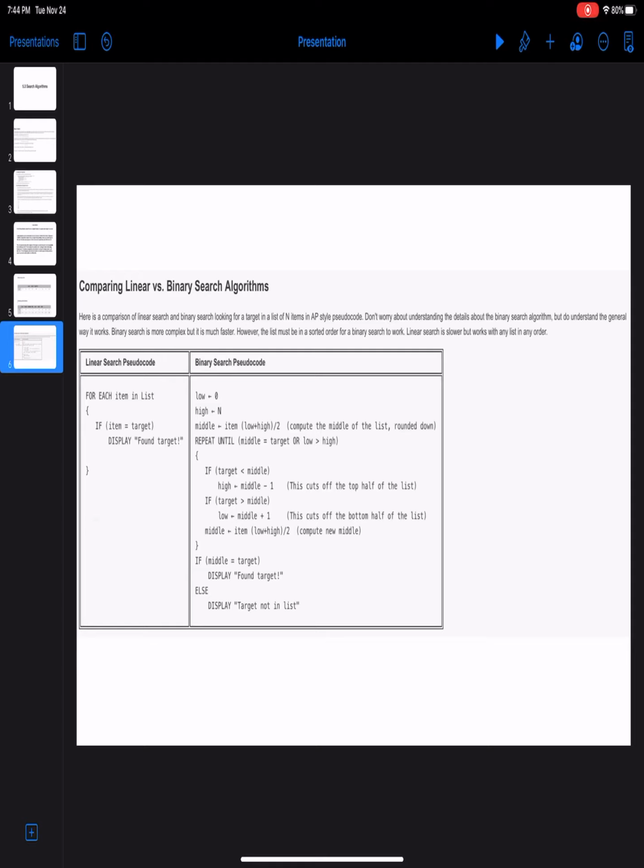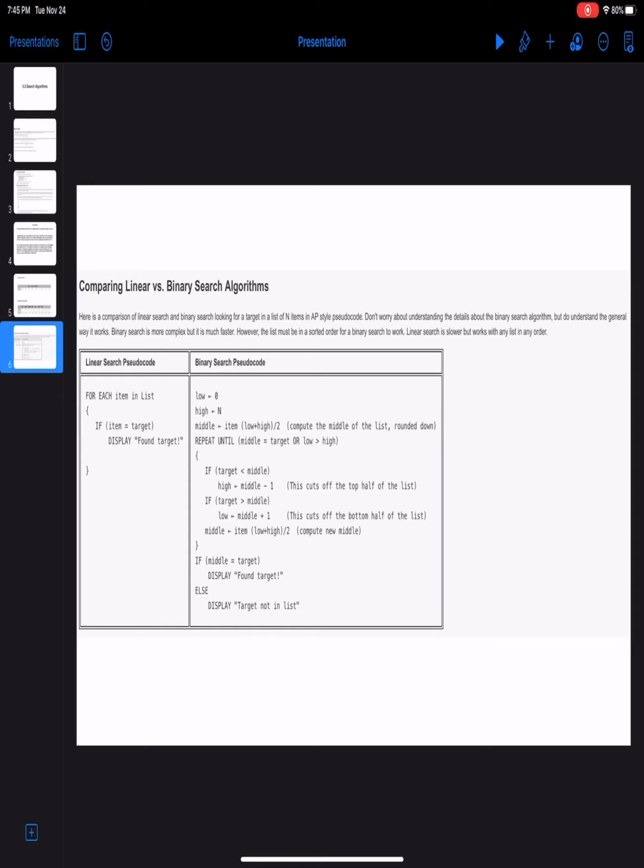So for each item in the list, we want to check to see if the item is equal to the target. So we go through block 1 for each item in the list. Okay, so we go through item 1. All right, is the item equal to target? If yes, then display found target. Otherwise, we keep going. Block 2.